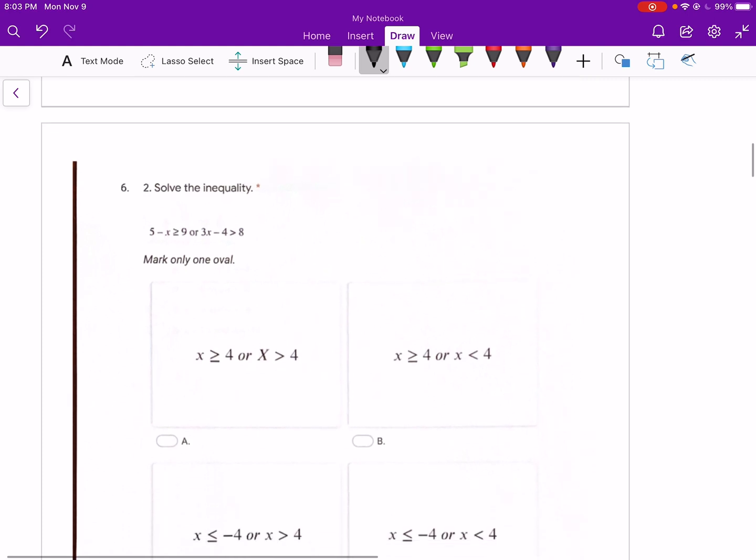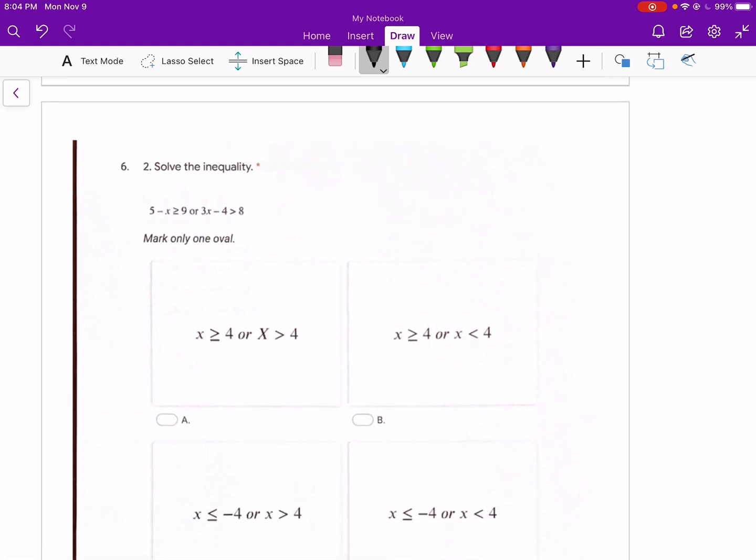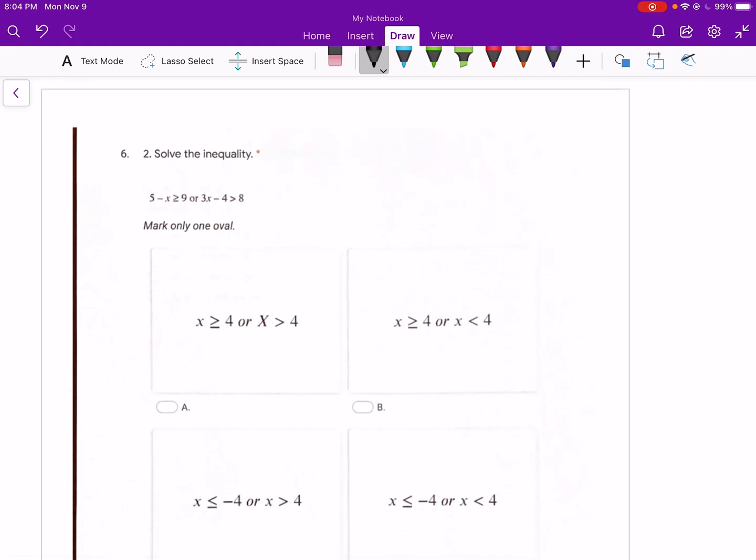Number 2, solve the inequality. This is still a compound inequality. Now these are ORs. So ORs, you do each individually. You don't get a choice. If you watch the video, you know it's not a choice. So the first one, I'm going to subtract 5 to the other side. So that gives me negative x is greater than or equal to 4.